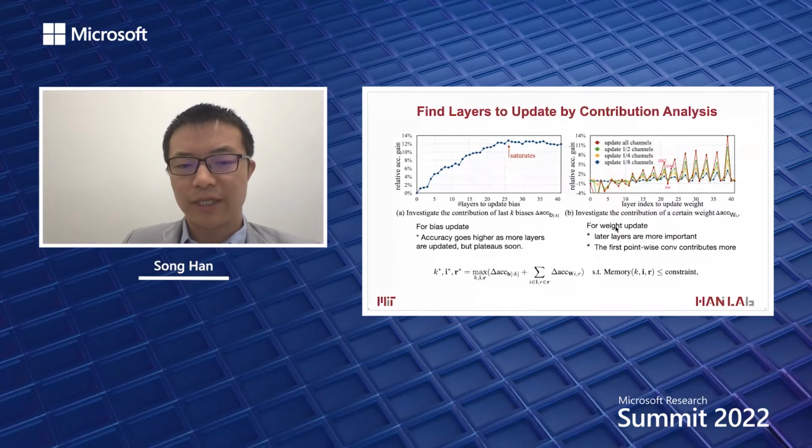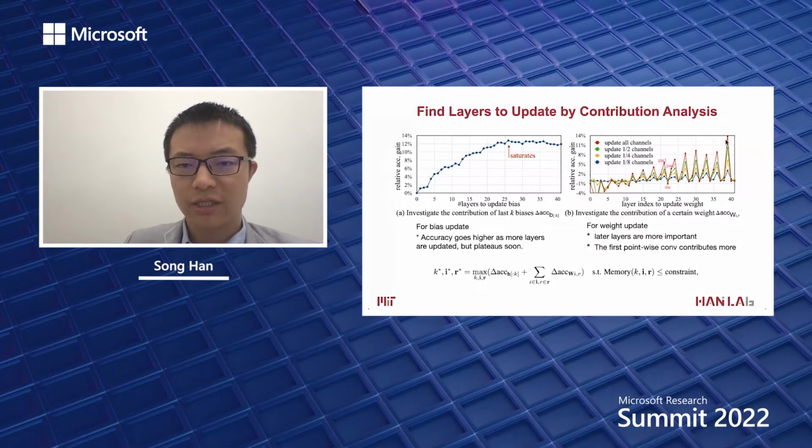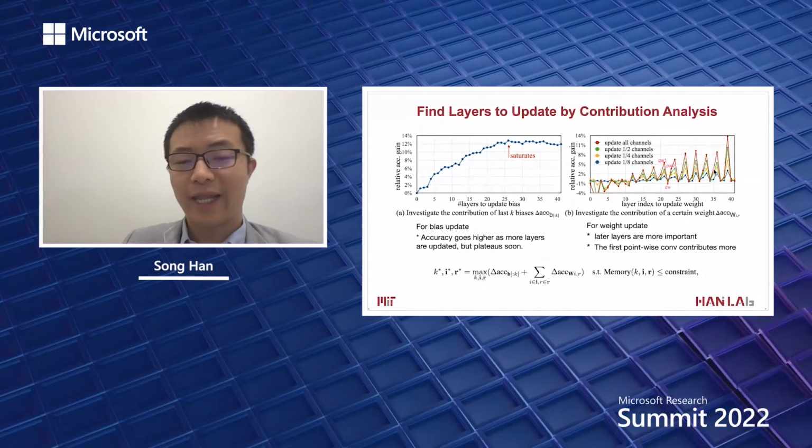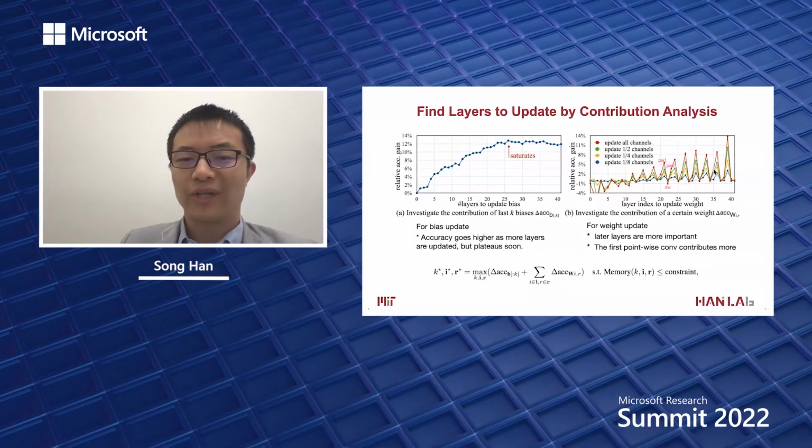And for the weight update, we find that the later layers contribute more to the accuracy. Of course, there are several versions: update all the channels, half of the channels, 1/3, 1/4, 1/8 of the channels. We find the more we update, the higher the accuracy, and also the later the layers, the higher the accuracy. Also the first point-wise convolution contributes more, the depth-wise doesn't contribute as much, and the last point-wise layer contributes less.